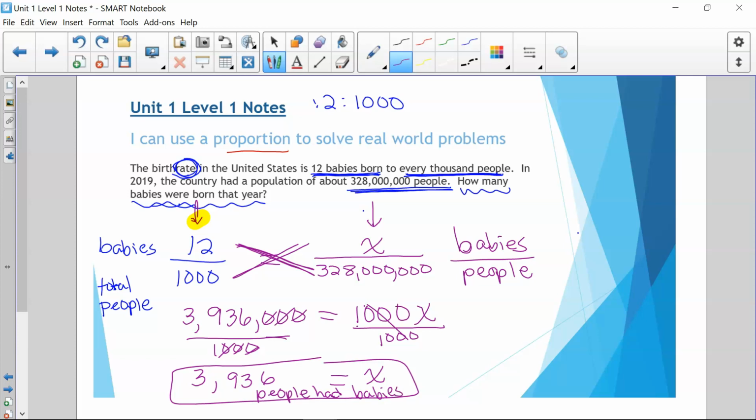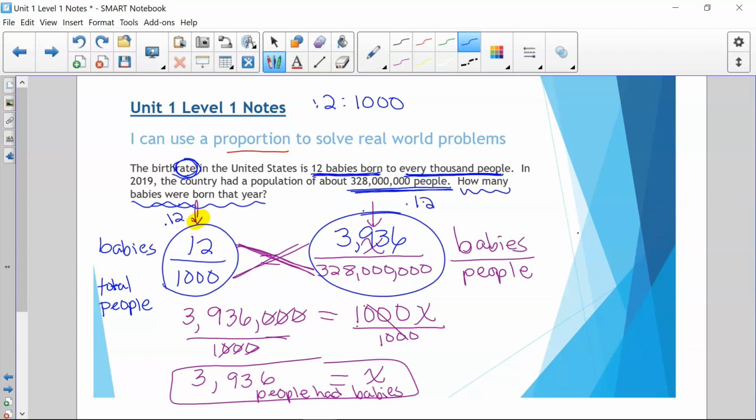out of 328 million. Now, good mathematicians check our answers. So 3,936,000 out of 328 million is the same decimal as 12 out of 1,000. So this is 0.012 and this is 0.012 when you divide it out. So our answer makes sense. Good luck on your benchmark and level 1 assignment.